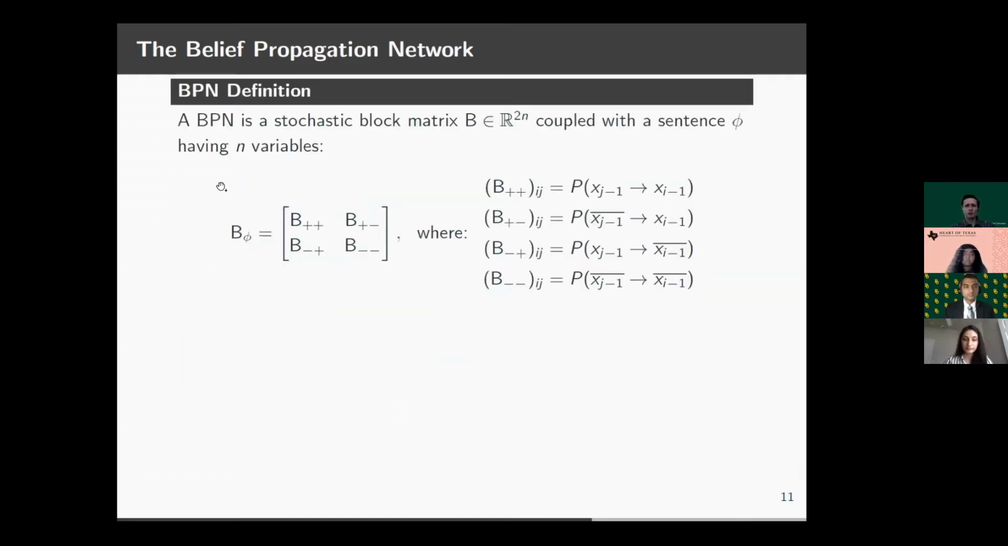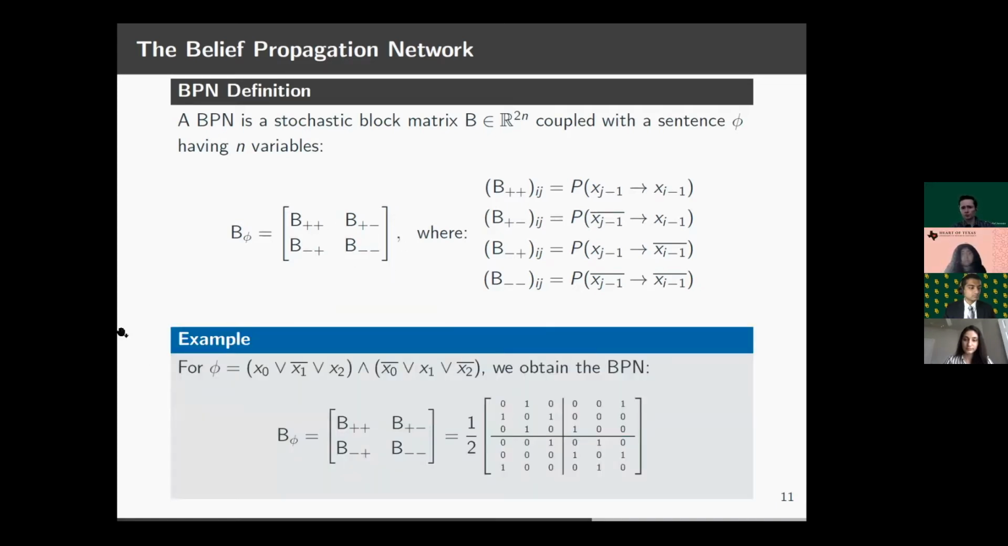A belief propagation network, or BPN, is a stochastic block matrix that has this form, where, for example, B++ is the probability that a variable, in this case x sub j plus 1, propagates its value to another variable x sub i. And we also have analogous definitions for the other elements of the block matrix. So for example, if we have the following sentence, we would obtain this matrix as our belief propagation network.